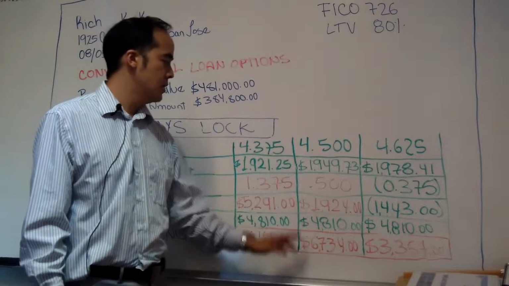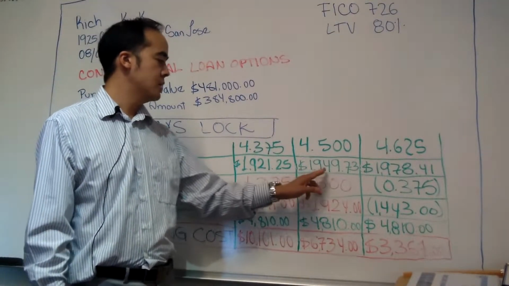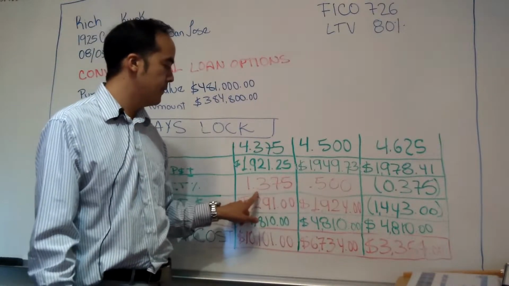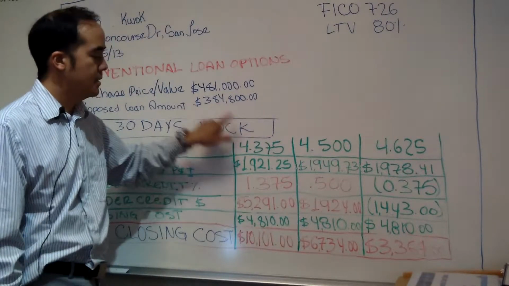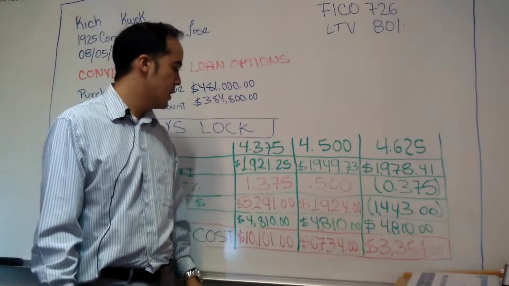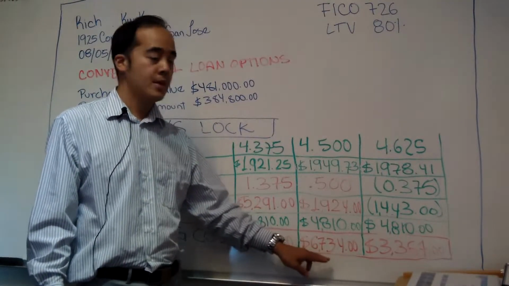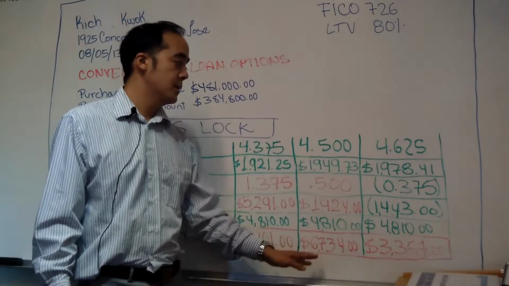In this scenario, you can see that the payment is a bit more expensive. It's $19.49, which is about $30 more, but the cost is a lot less. So instead of being 1.375, it's 0.5%. So 0.5% of this is about $19.24, and adding it to the closing costs is about $67.34. So in a nutshell, this is a little bit cheaper, and it's $30 more a month.